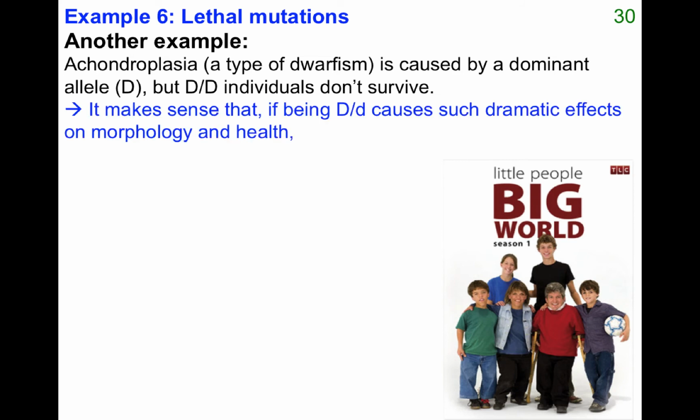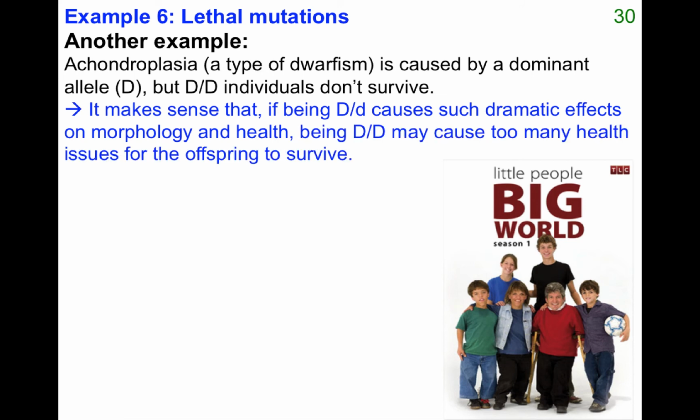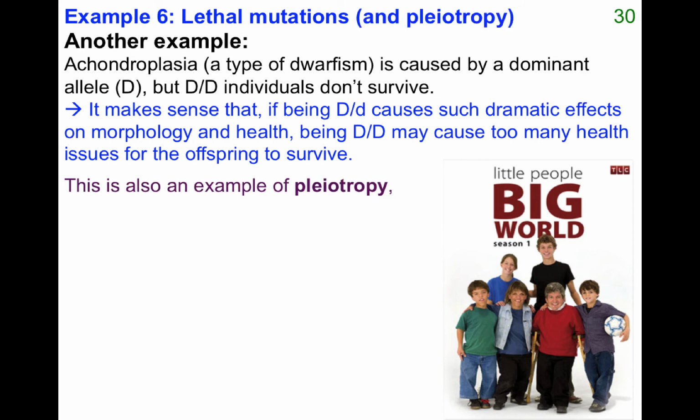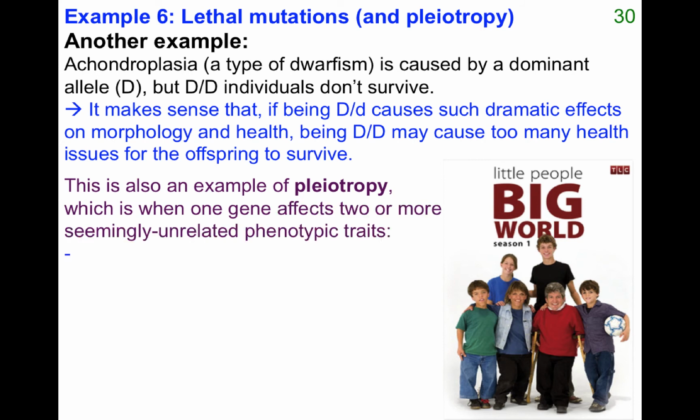Now, this one actually is a little bit easier to understand than the mouse tail one, because it makes sense that if just having one bad copy of this D gene causes such dramatic effects on the growth and development of the body and on the morphology and the health of the individual, then having 2 copies of it would cause way too many health issues for the offspring to survive the pregnancy event. Okay, so this is an example of pleiotropy. So is the mouse example. Pleiotropy is when one gene ends up affecting 2 or more traits that are quite different, 2 or more phenotypic traits.